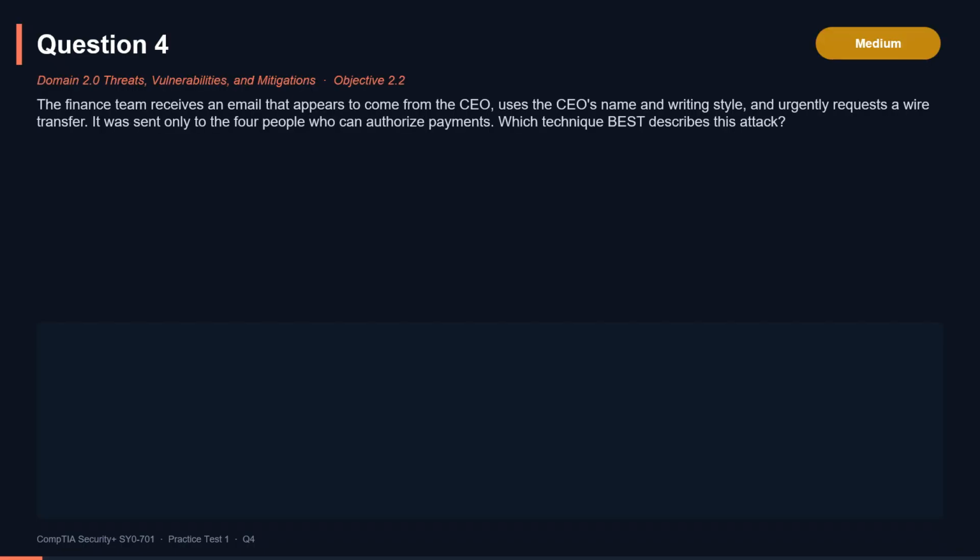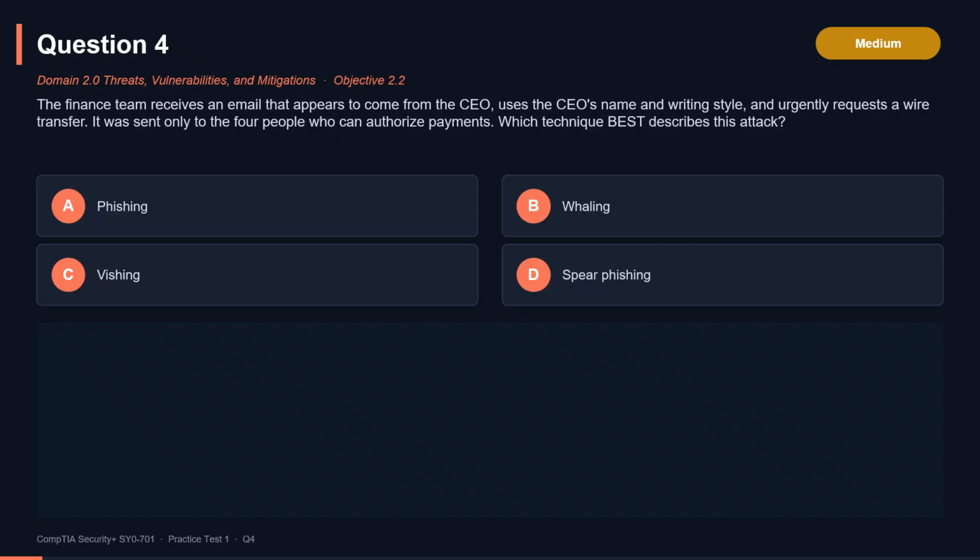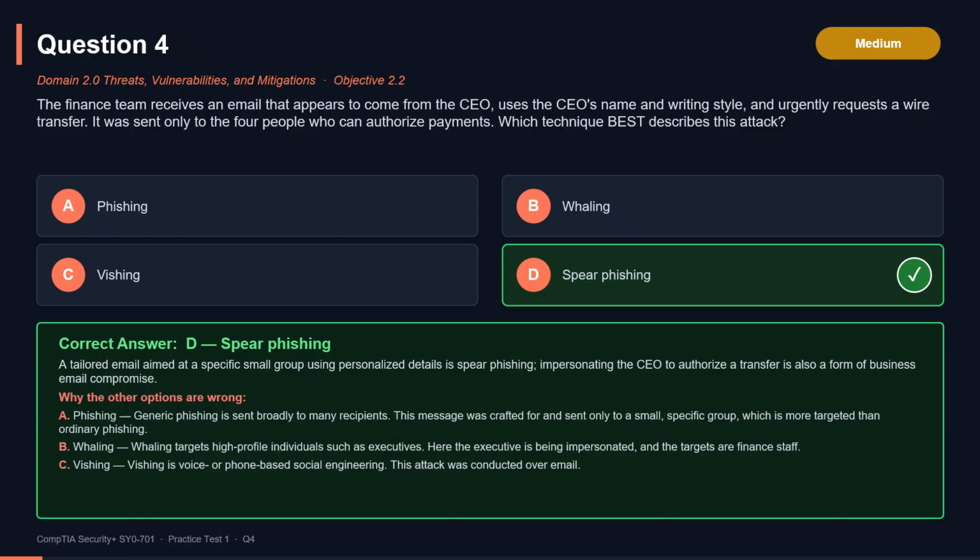Question 4. The finance team receives an email that appears to come from the CEO, uses the CEO's name and writing style, and urgently requests a wire transfer. It was sent only to the 4 people who can authorize payments. Which technique best describes this attack? The correct answer is D, spear phishing. A tailored email aimed at a specific small group using personalized details is spear phishing. Impersonating the CEO to authorize a transfer is also a form of business email compromise.